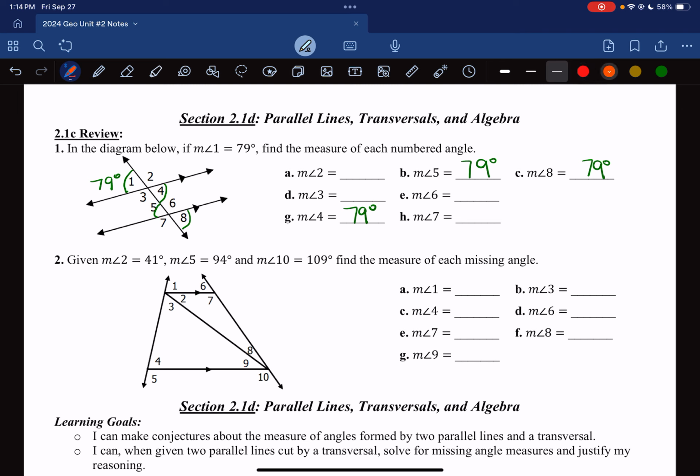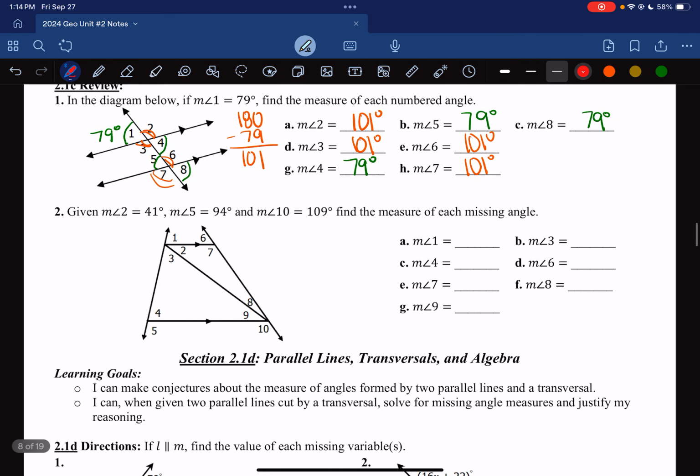Now, to find our remaining angle measure, we have to do 180 minus 79, and we get 101. So that means 1 and 2 are supplementary, so 2 has to be 101 degrees. Now, 2 and 3 are vertical, so they're congruent. 2 and 6 are corresponding, so they're congruent, and 2 and 7 are alternate exterior, so they're congruent. So all the remaining angles are 101 degrees.